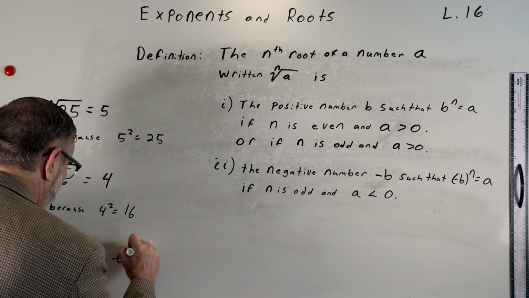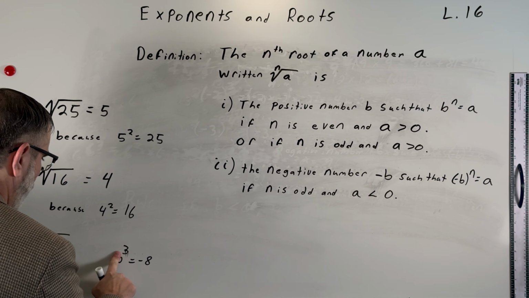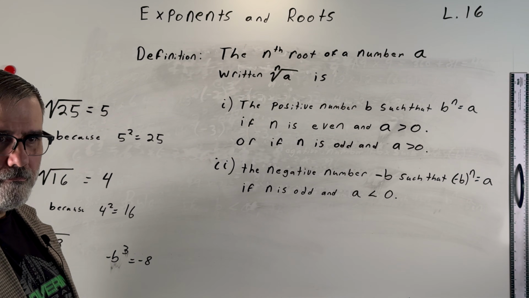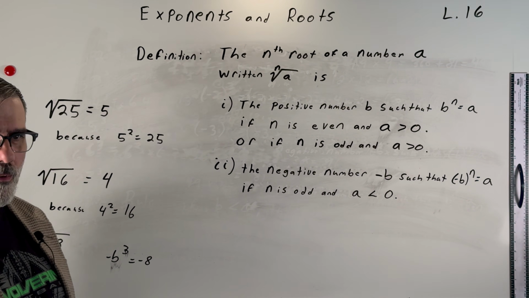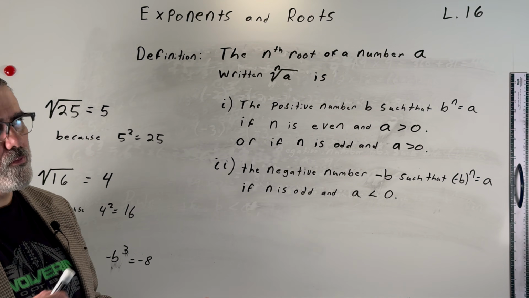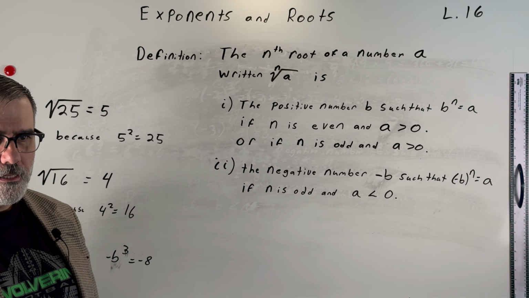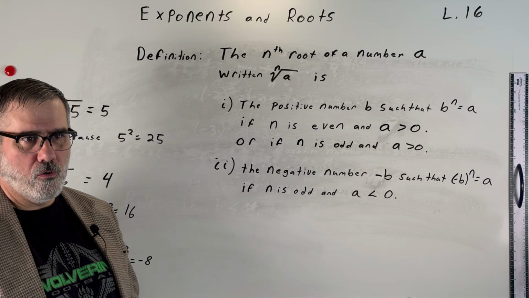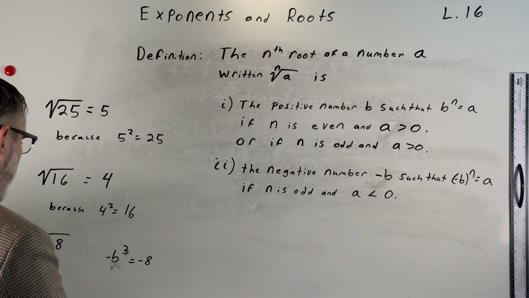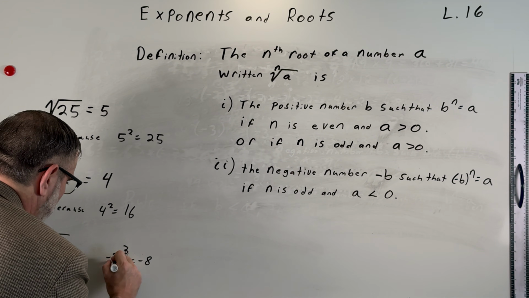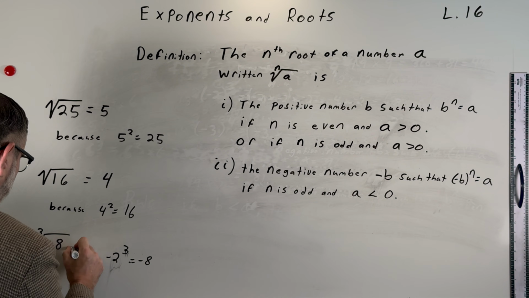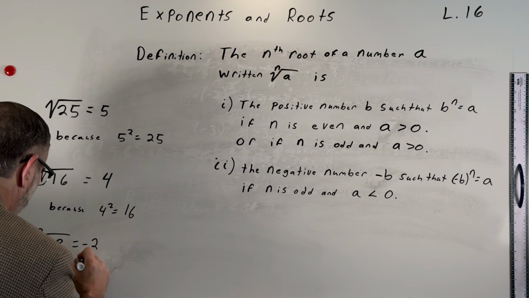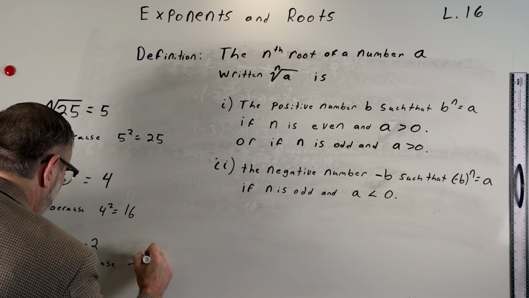So something b to the 3, something cubed, I can write that a little neater, is equal to minus 8. Well, how about minus 1? Would that work? Minus 1 times minus 1 is positive 1, times a third minus 1 is negative 1. Nope, that doesn't work. Let's try minus 2. Minus 2 times minus 2 is positive 4. Positive 4 times minus 2 is negative 8. So we found our answer, right? Minus 2 cubed is equal to minus 8, which means that the cube root of minus 8 is equal to minus 2. And I'll put because minus 2 cubed is equal to minus 8.